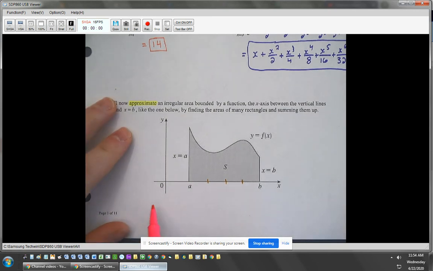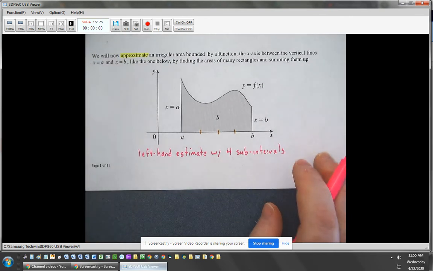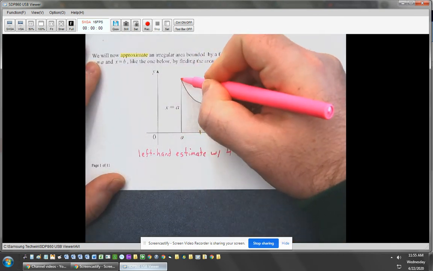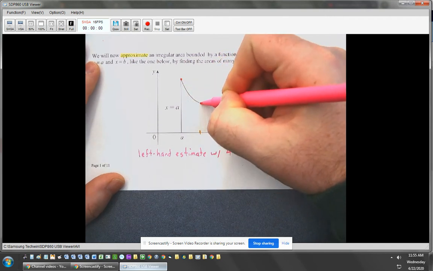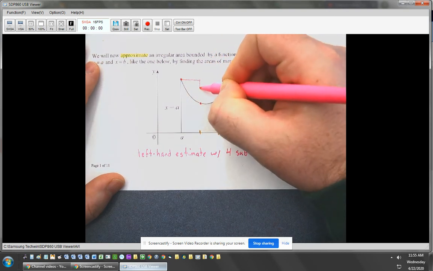So the first one that I want to talk about is the left hand estimate with 4 subintervals. All right, so I would take these intervals. I'm using the left edge, so I would go from here up to there. And then I'm using the left edge, so I would go here. Actually, I'm going to draw this one in there. So this would be my first rectangle.